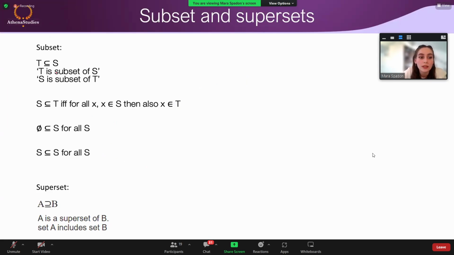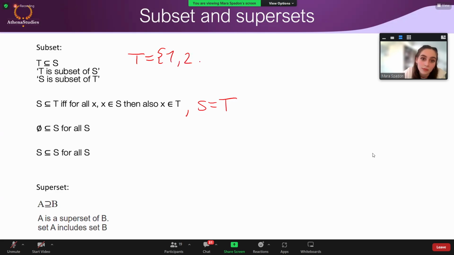So what is a subset? S is a subset of T if and only if for all the elements in S, they are also in T. So what does this mean? S and T share the exact same elements. So that is why when you say T is a subset of S, you can immediately also say S is a subset of T, because it would look something like this.